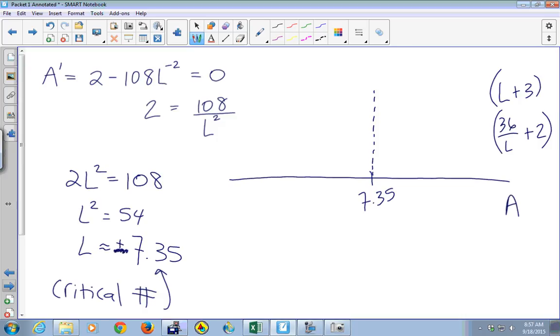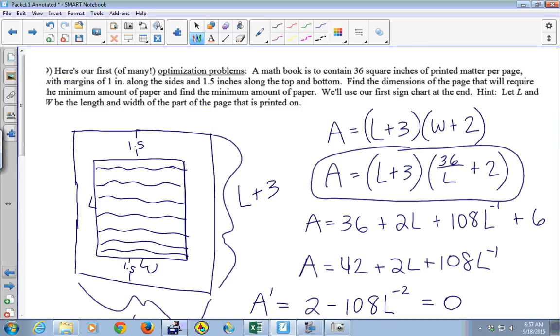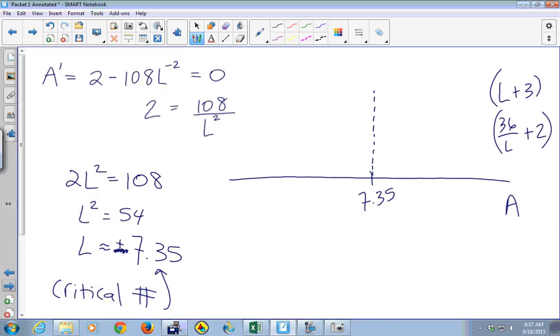Oh, that's area. Yeah, sorry, I don't want to do that. I lied to you. I want to analyze A prime here. I want to look at A prime, which is 2 minus 108 over L squared.